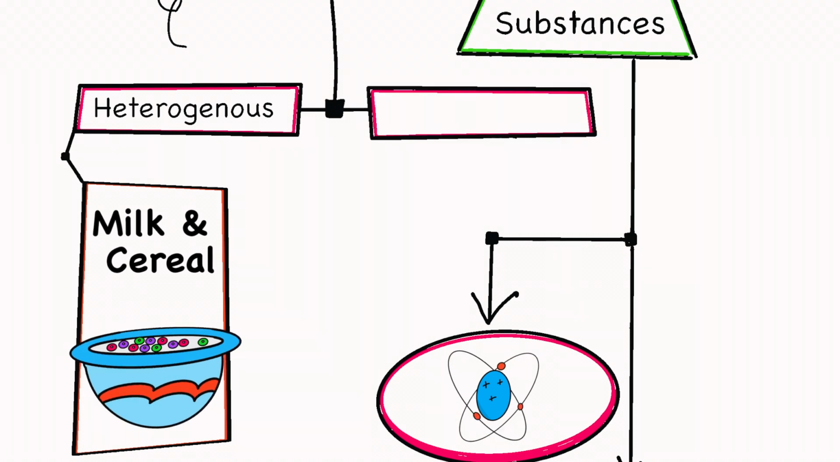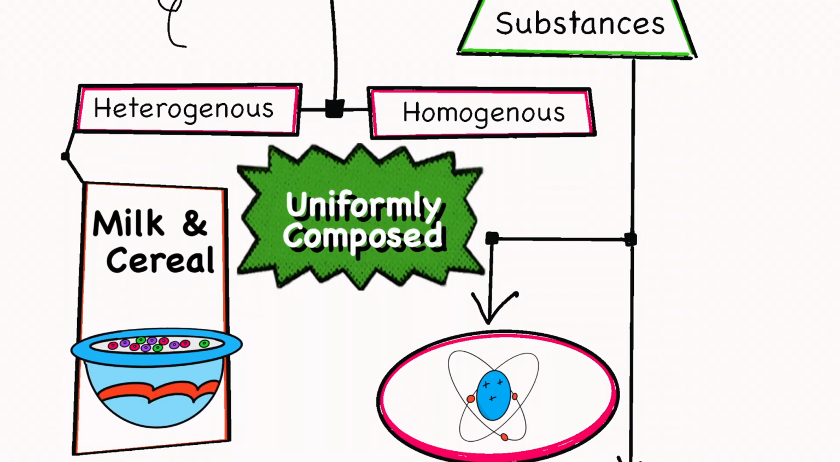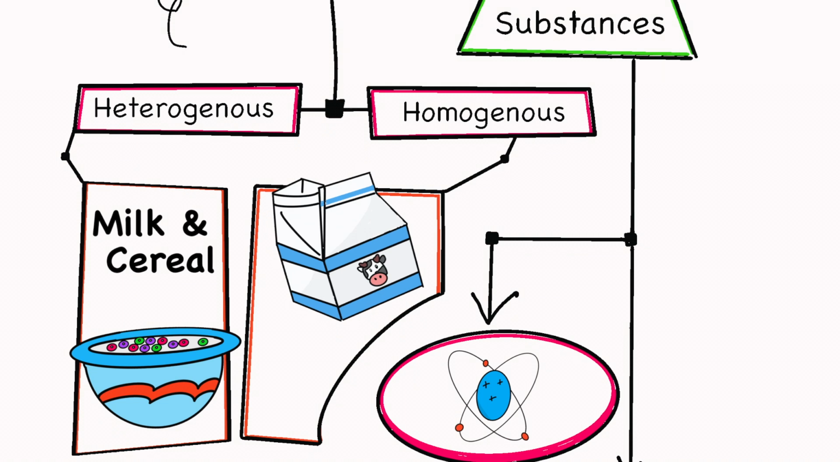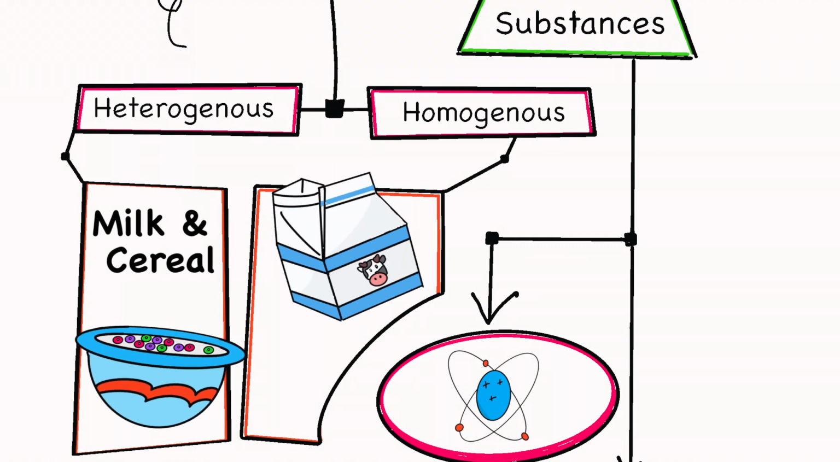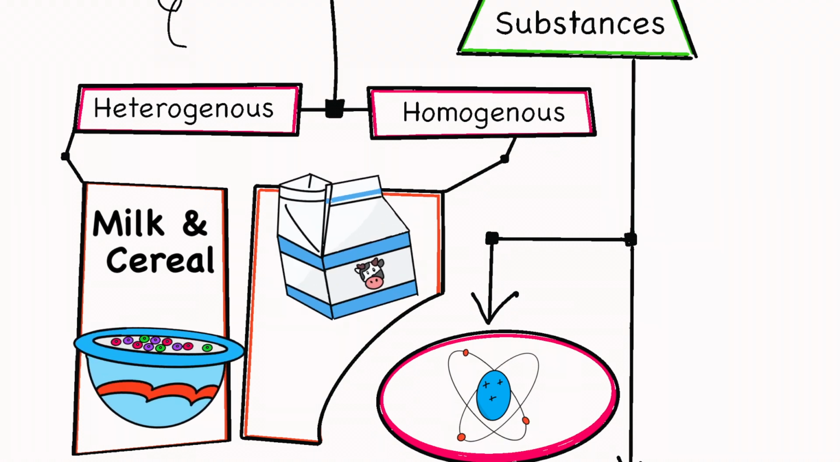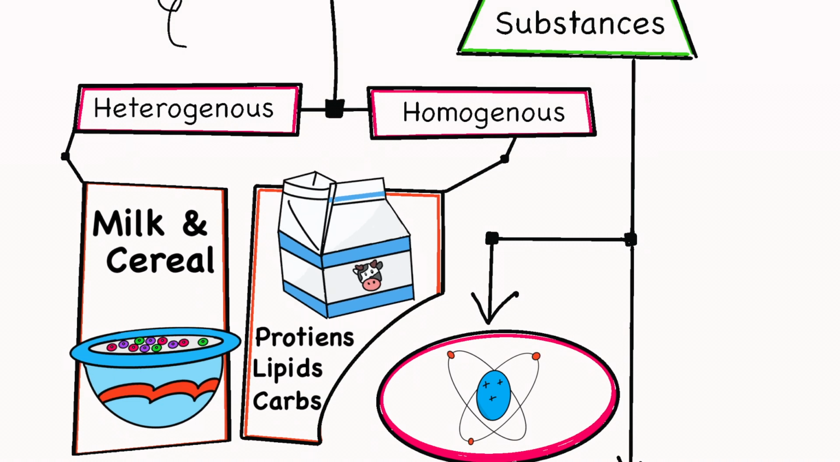The second type of mixture is a homogeneous mixture. These types of mixtures seem to be uniformly composed throughout, despite having multiple components that make them up. Think of a carton of milk. As you pour out milk, it looks uniform in composition. You cannot visually see the difference between the components that make it up. What makes milk a mixture as opposed to a pure substance is that milk is composed of many different types of compounds such as lipids, carbohydrates, proteins, and much more.